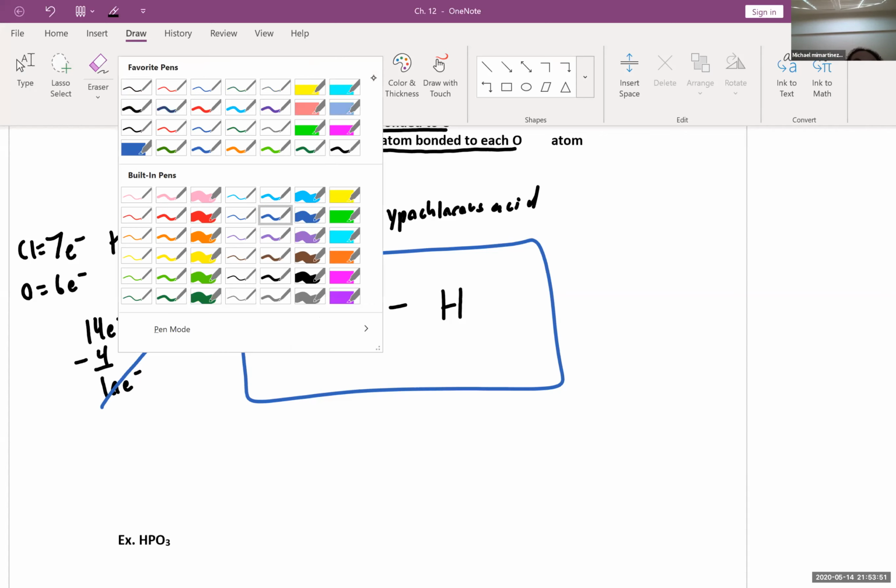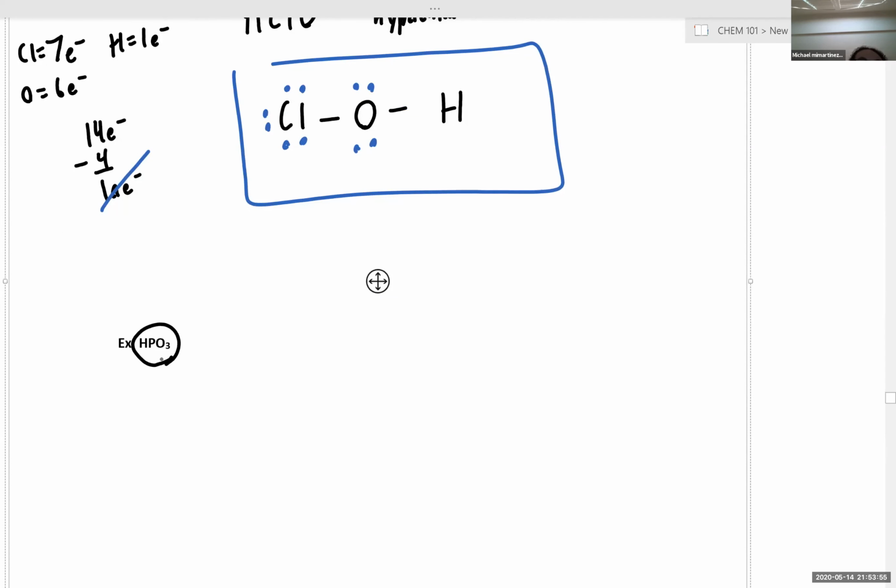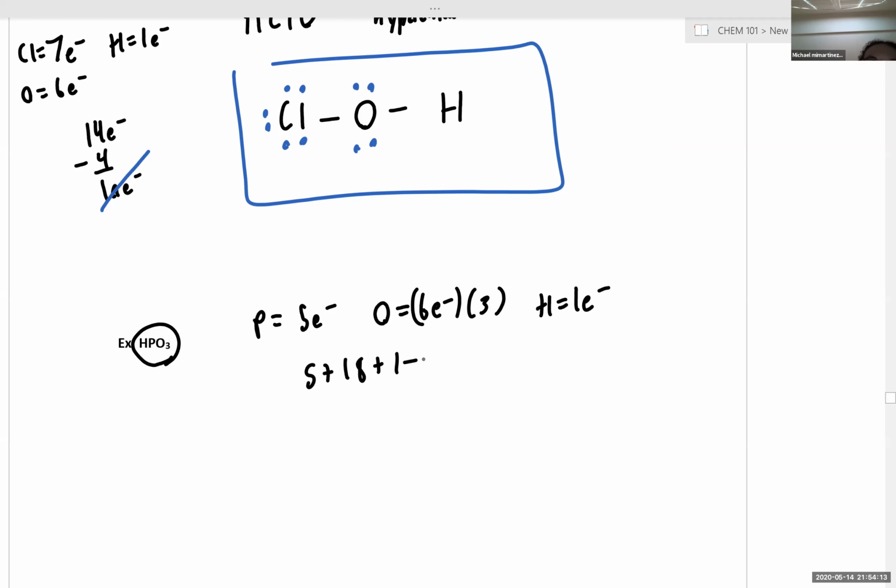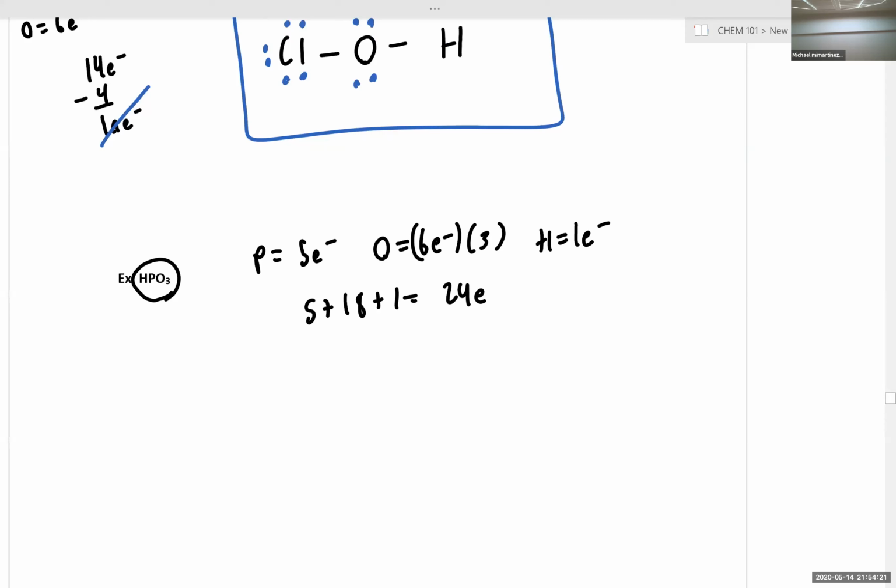Okay, let's look next at the following compound, HPO3. So not quite phosphite, something a little bit different. So counting electrons, phosphorus is 5 electrons, oxygen is 6 electrons, and we have 3 of them. Hydrogen is 1 electron, so we have 5 plus 18 plus 1, that gives us 24. What will our central atom be? Phosphorus, yep. So we surround phosphorus with 3 oxygens, and then where do I put the hydrogen? Attached to phosphorus or oxygen, if this is an oxyacid? We attach it to oxygen.